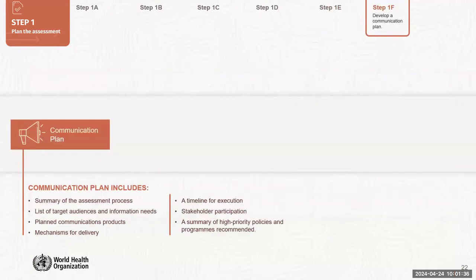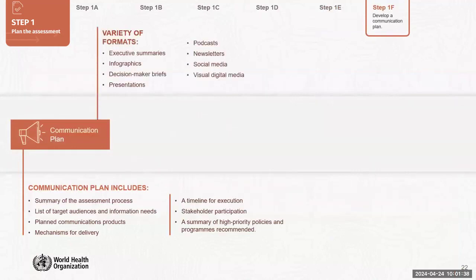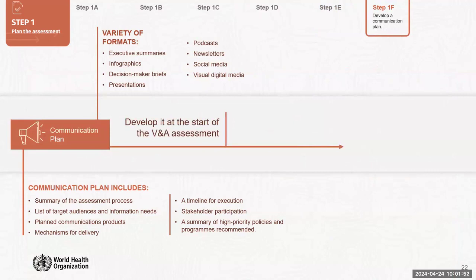Finally, we want to develop a communication plan. And the communication plan, as we said earlier, can have many forms. And I think this is very important. So you can have executive summaries, infographics, presentations to the community, to decision makers. You can have newsletters, definitely social media, and many other ways of informing both the community, the people engaged in the process, and importantly, decision makers.